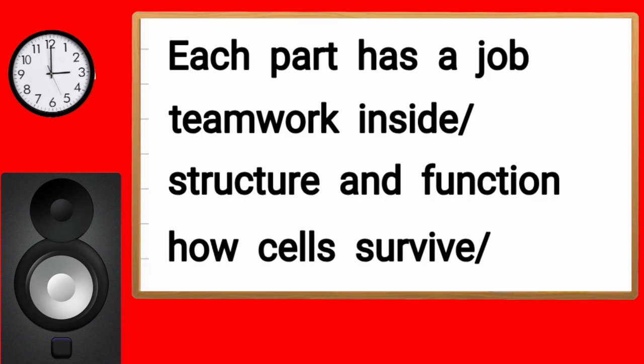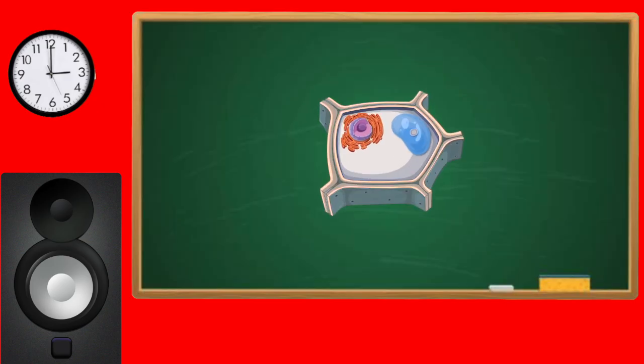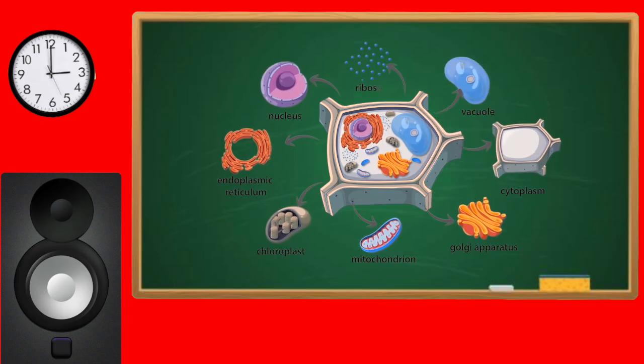Each part has a job, teamwork inside. Structure and function, how cells survive. Each part of the cell has a specific job, and they all work together as a team. The structure of each cell part helps it do its function, which allows cells to survive.